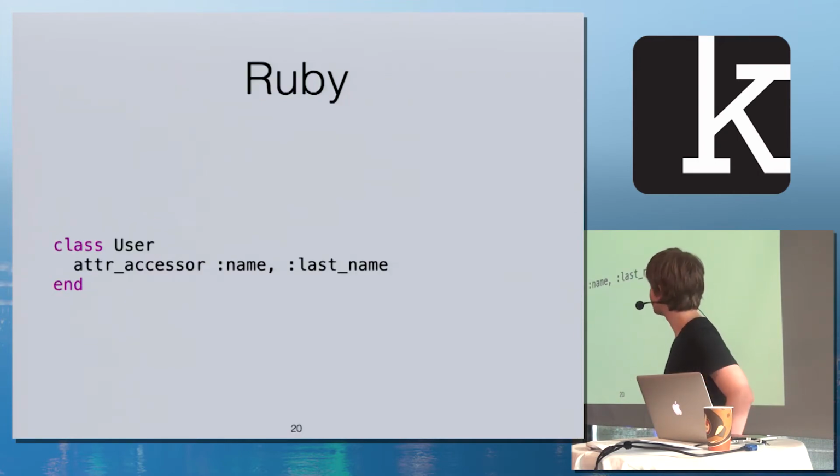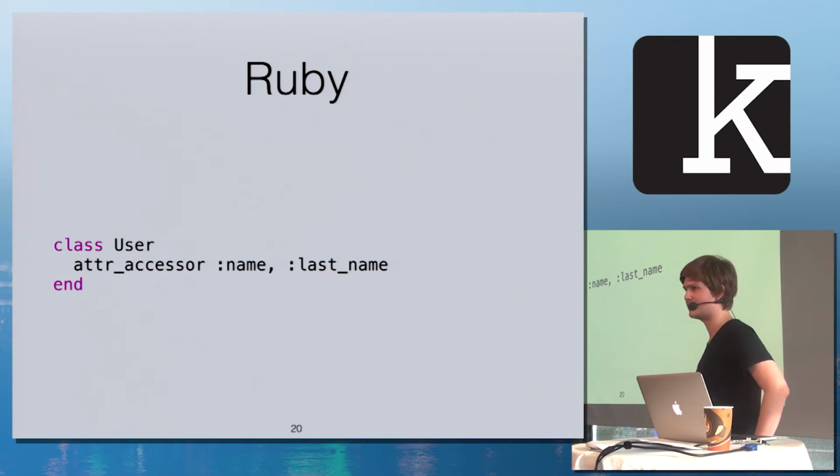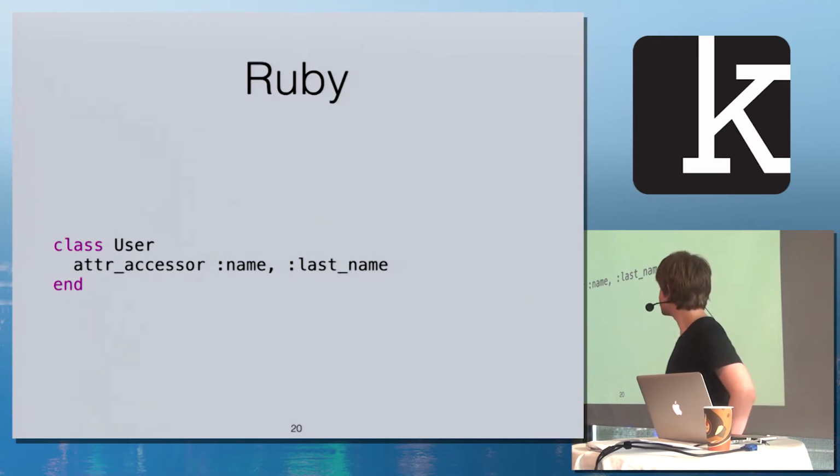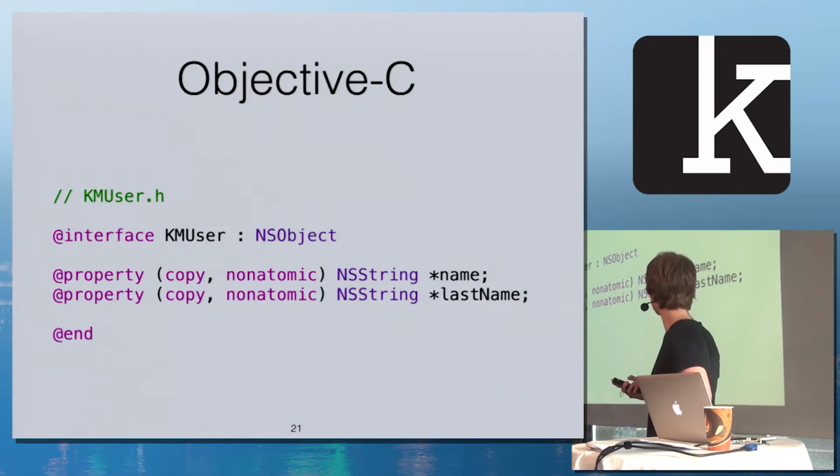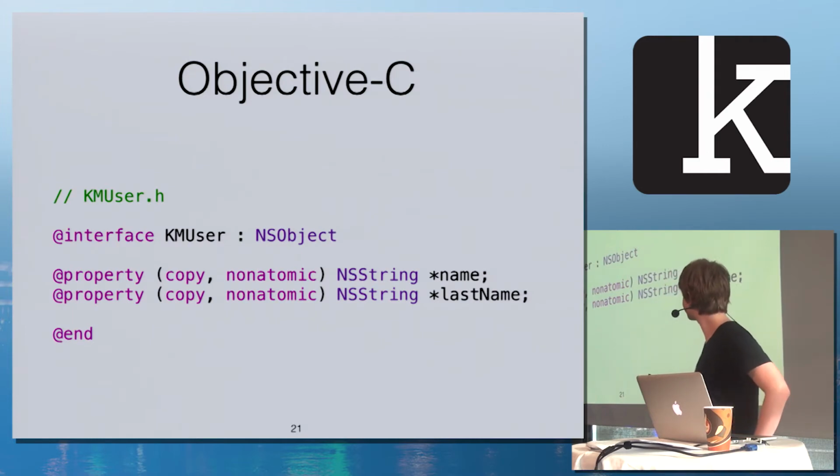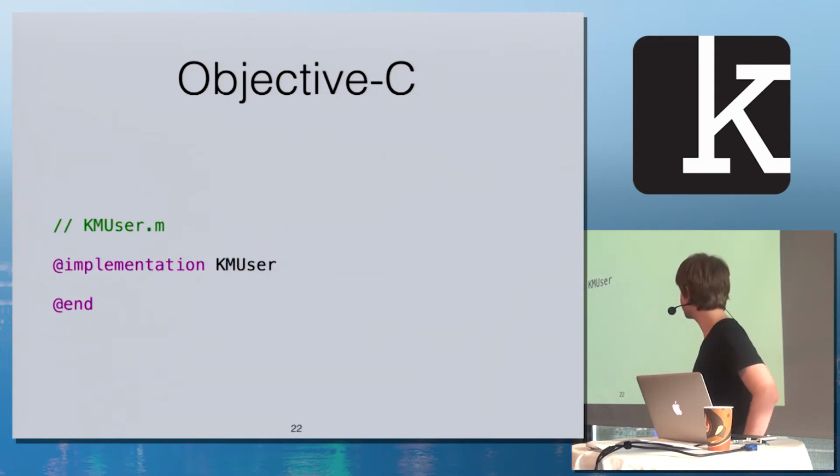Then we want accessor methods for name and last name. Previously, you would have to write these yourself and define instance variables. Ruby does this for you, and Objective-C does it for you too now. It's called a property, two strings. Don't worry about the copy and nonatomic part for now. The implementation is still empty.